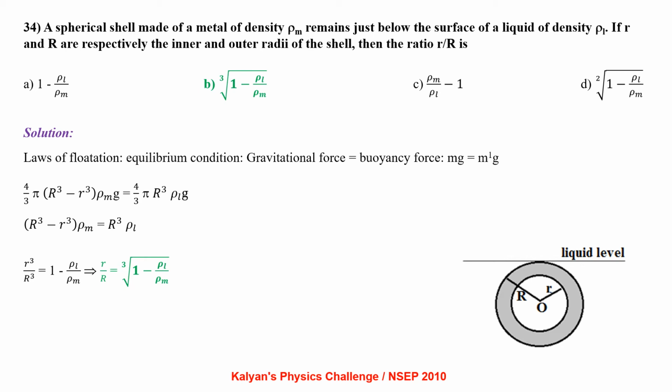Applying laws of flotation, the equilibrium condition: gravitational force equals buoyancy force. So mg equals m dash g: 4/3 pi (R cube minus r cube) into rho metal into g equals 4/3 pi R cube rho liquid into g. Upon simplification, we get small r by capital R, that is inner radius to outer radius, equals cube root of 1 minus rho liquid by rho metal.